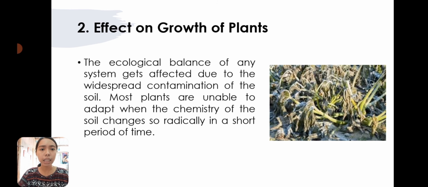So next is effects on growth of plants. The ecological balance of any system gets affected due to the widespread contamination of the soil. Most plants are unable to adapt when the chemistry of the soil changes so radically in a short period of time. So the fertility of soil slowly diminishes, making land unsuitable for agriculture and for any local vegetation to survive. Soil pollution causes large tracts of land to become hazardous to health. Unlike deserts, which are suitable for their native vegetation, such land cannot support most forms of life.